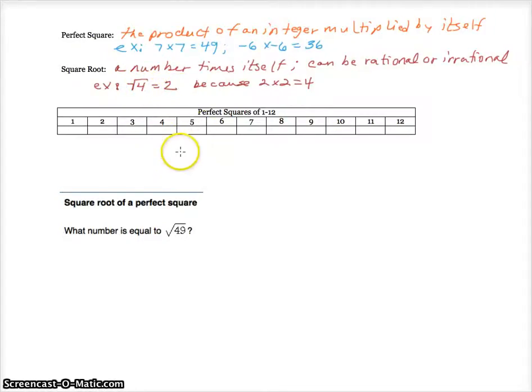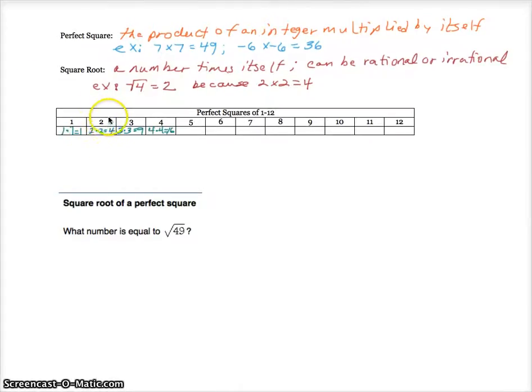So before we go on, we're going to look at square roots of perfect squares. So we should understand what a perfect square is again. It's the product of an integer multiplied by itself. So let's go through and talk about the first 12 perfect squares. And these ones are going to be ones that you want to know by heart over the next couple of years. So I'm going to put up the first couple of examples here.